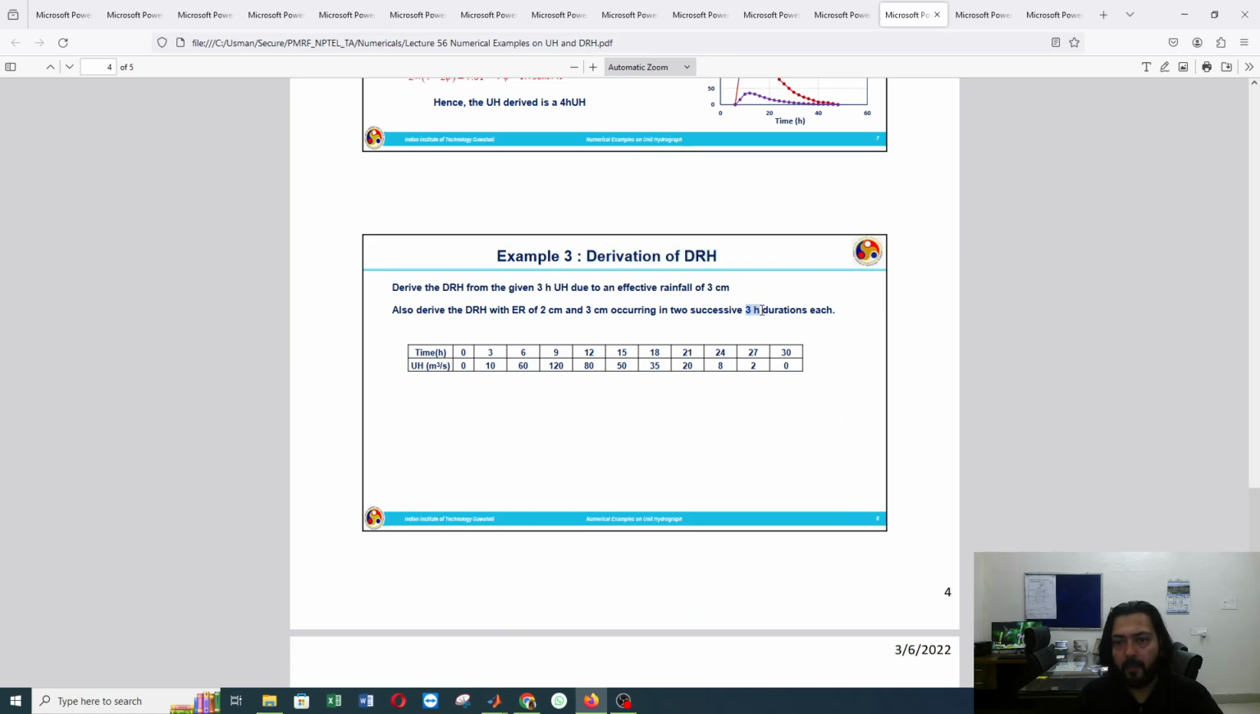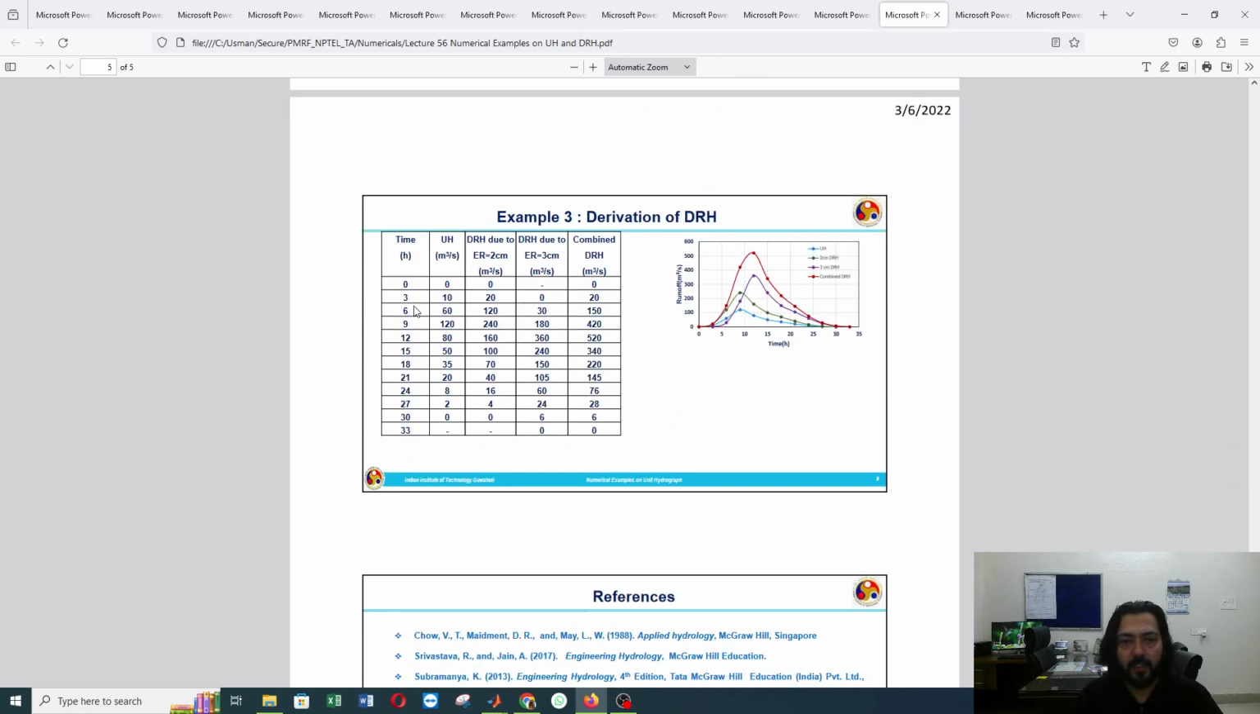They are saying there is a gap of 3-hour duration. So we have to start with 3-hour duration. So for 3-hour duration, it would be 0. Then the next value comes 10. So there is a lag of 3 hours. That's why 3 into 10, it is coming 30 here, because there is a lag of 3 hours.